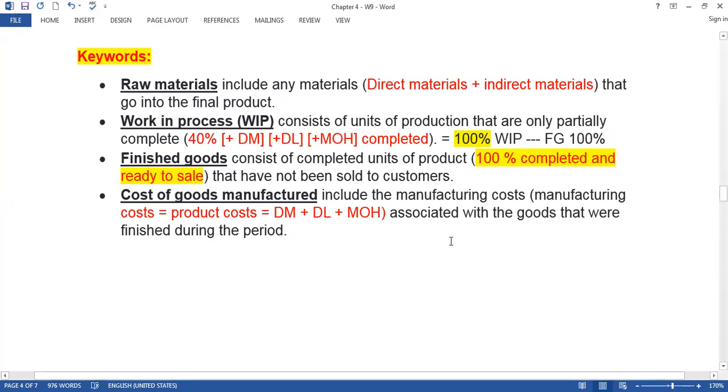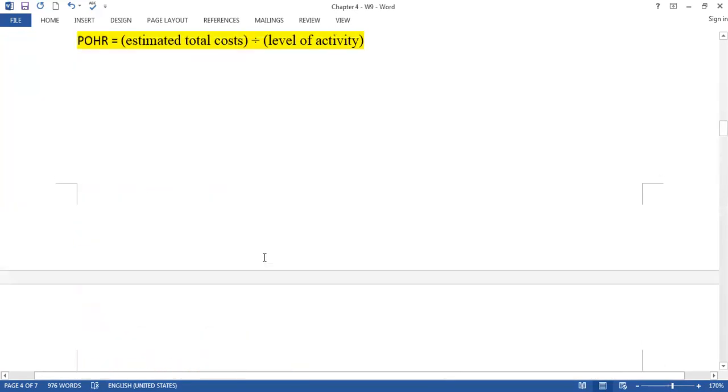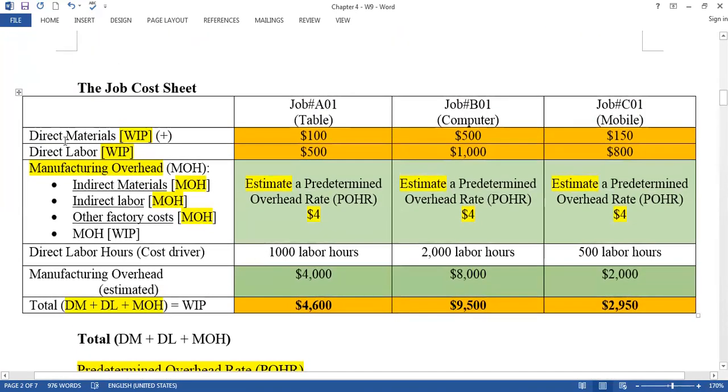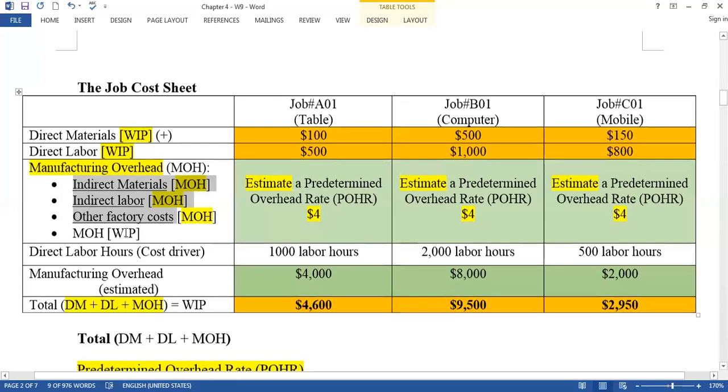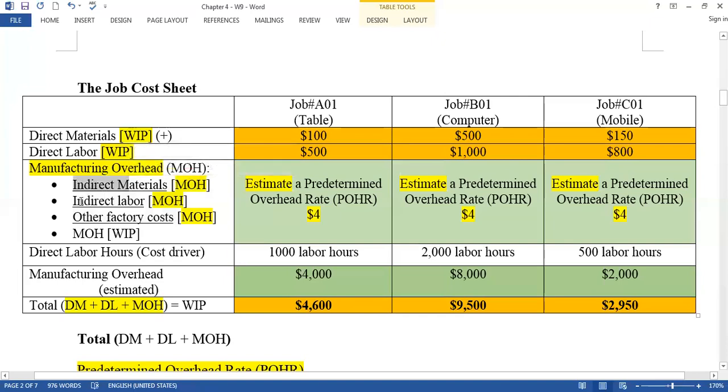You understand? So if you look at this table, direct materials and direct labor transfer to WIP, but these three items cannot be transferred directly to the WIP. So indirect materials, indirect labor, and other factory cost: first we transfer to MOH. After transferring to MOH, then we transfer MOH to WIP. Clear?